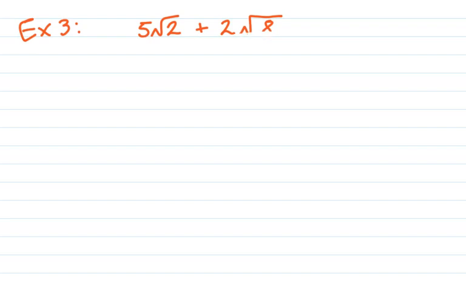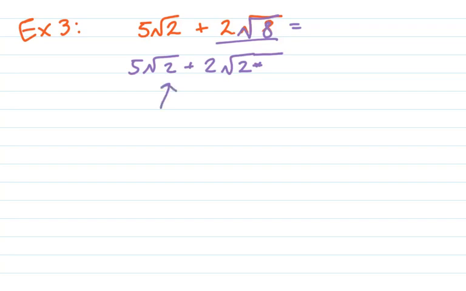What about the next term? We have 2 times the square root of 8. The square root of 8 I can break down. I know that 2 is a factor of 8, and that seems like a good idea because we have a square root of 2 here, and then we can combine like terms. So let's break the square root of 8 down into the square root of 2 times the square root of 4, since 2 times 4 is 8.